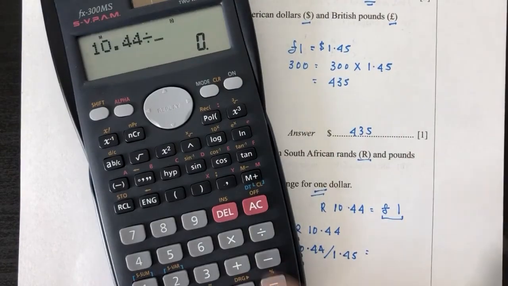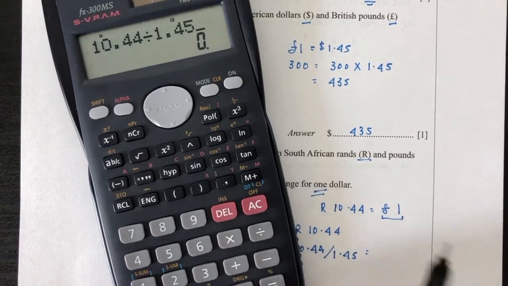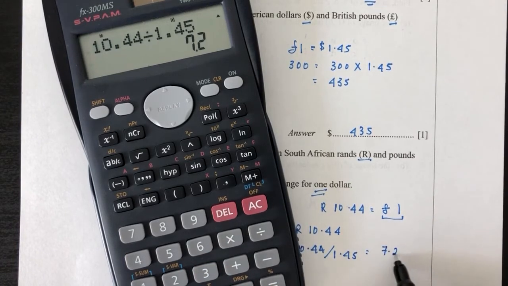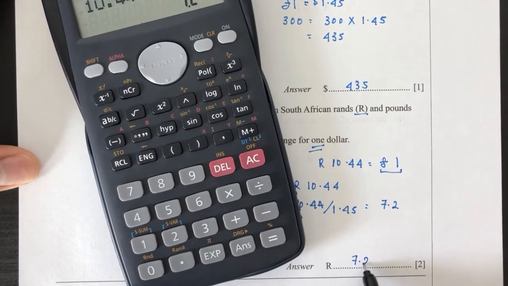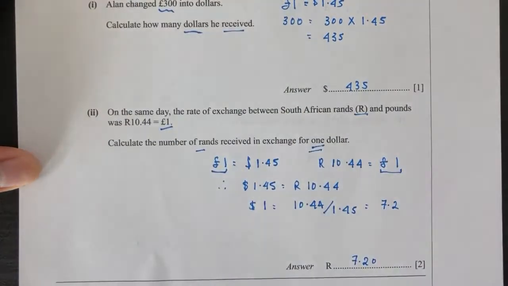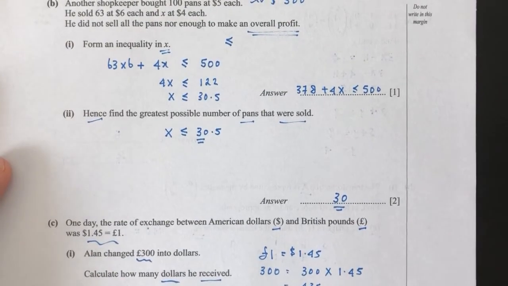1044 divided by 1.45 will give you 7.2 rand. So your answer is 7.20 correct to 3 SF, rands. So that will be question number 4.